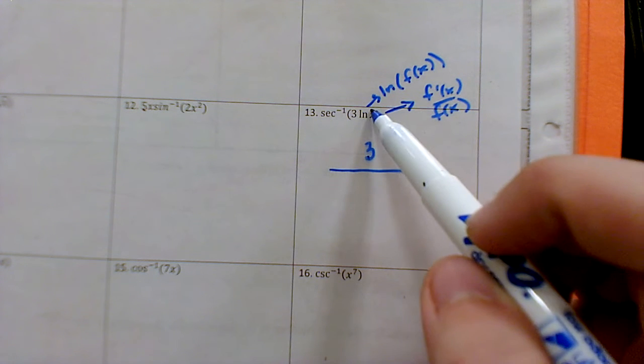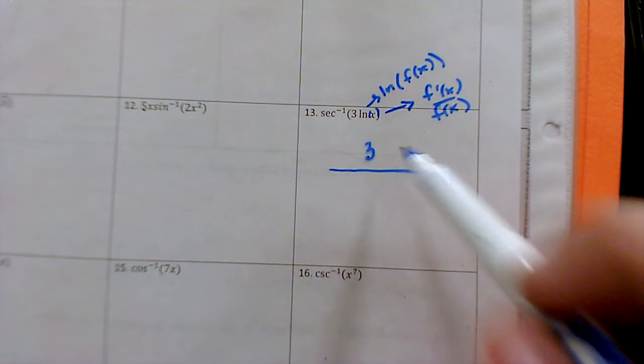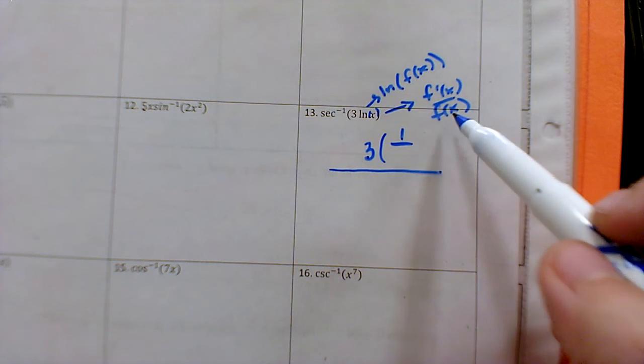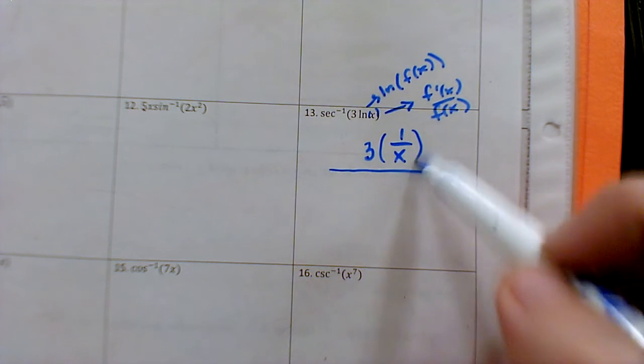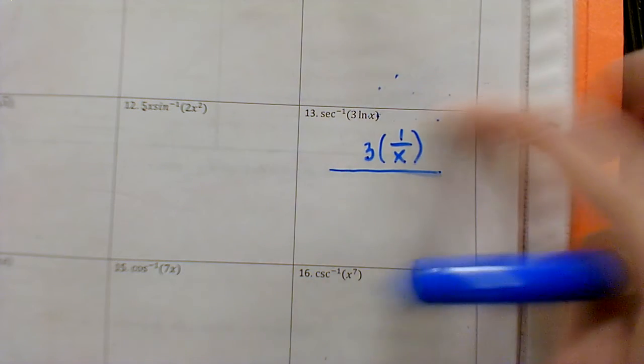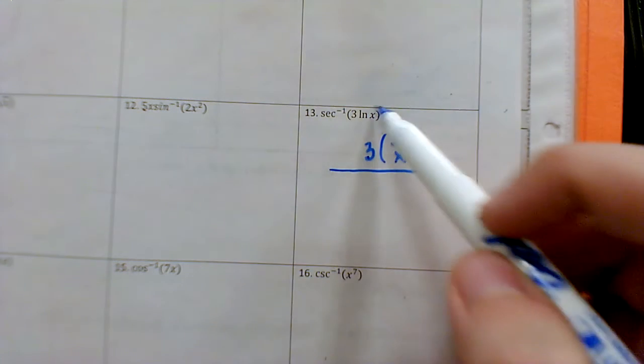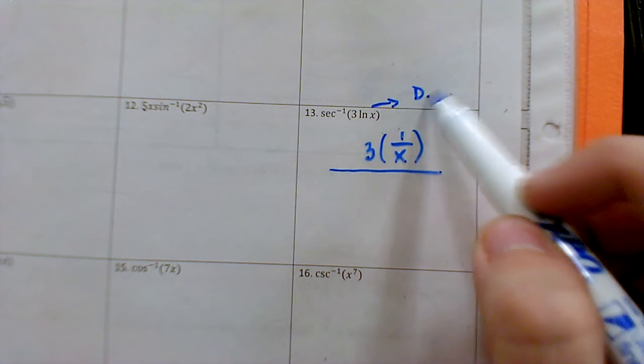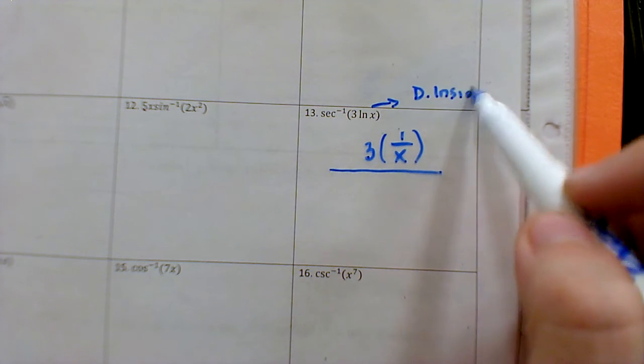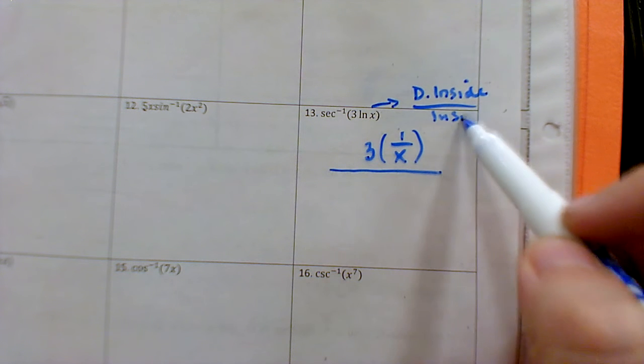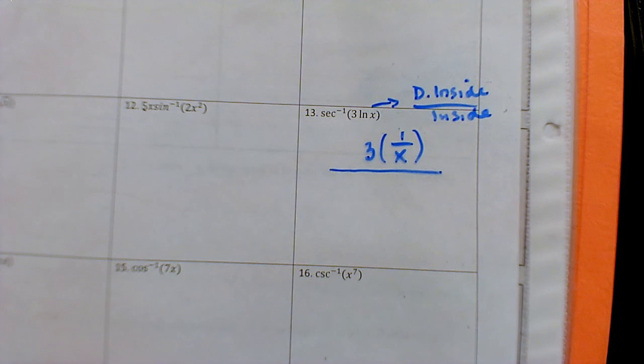So what is the derivative of x? We just have 1 over the inside, which is just x. So maybe if you want to make note of that, the derivative of a natural log, I'll say in shorthand, is d inside over inside. D meaning derivative.